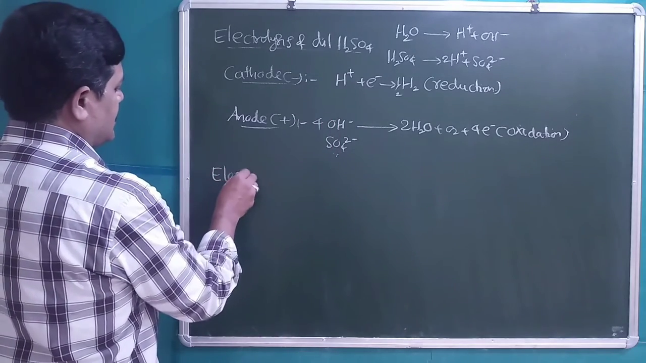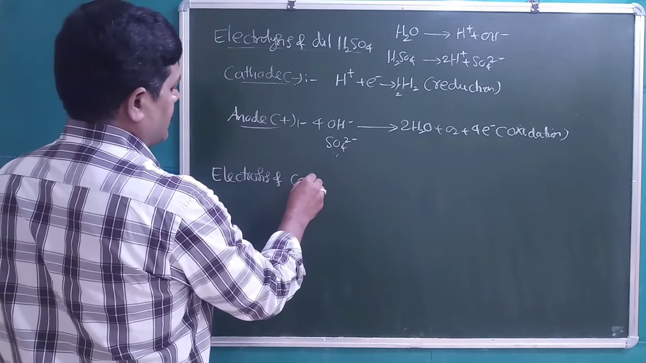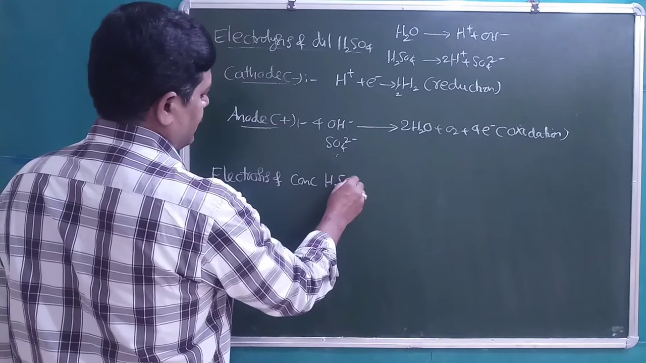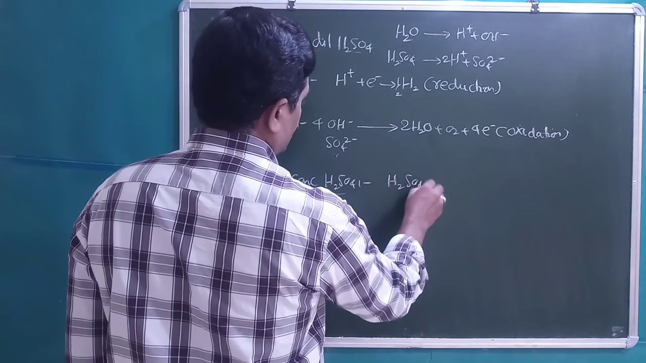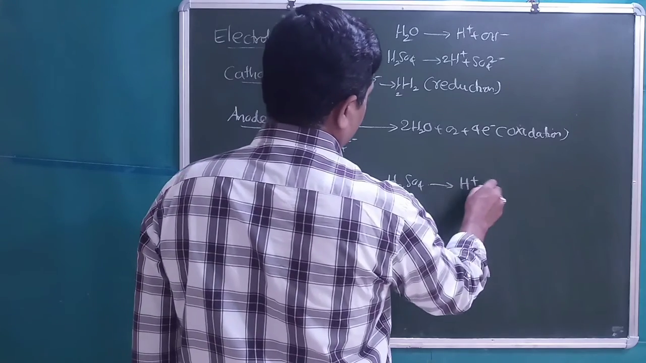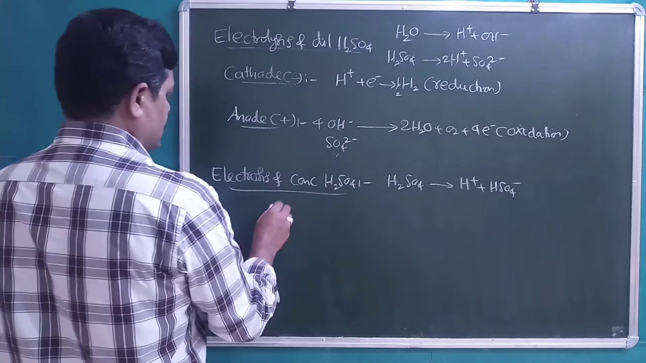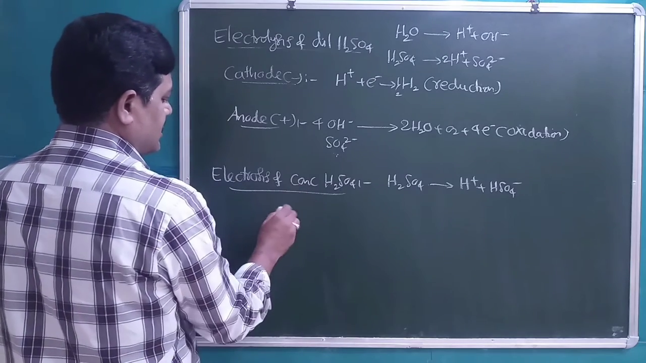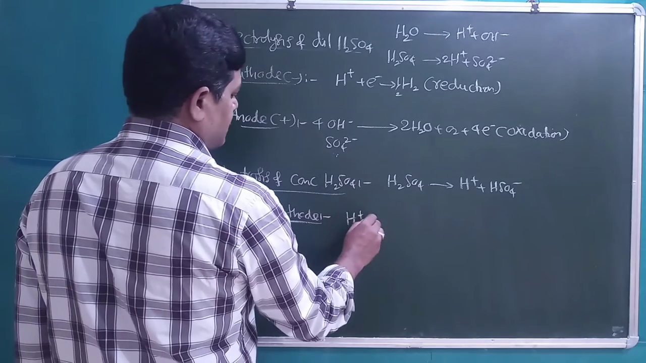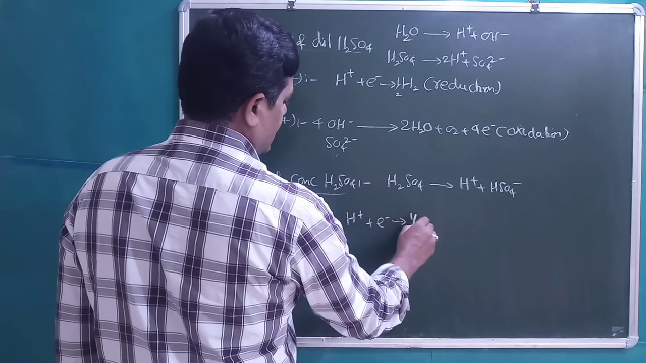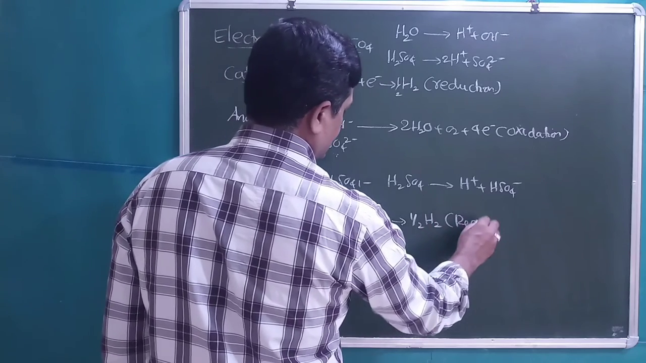Electrolysis of concentrated H2SO4. Ionization gives H plus and HSO4 minus. So the reaction taking place at the cathode is H plus plus electron gives half H2, right? Reduction takes place.